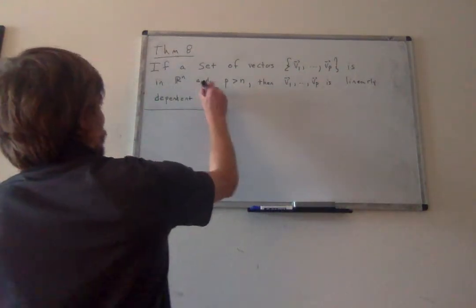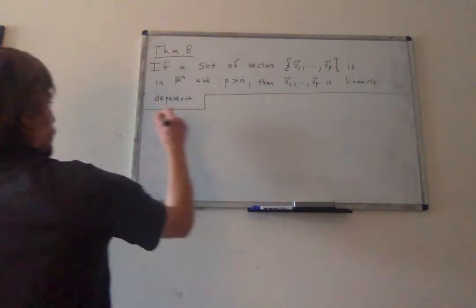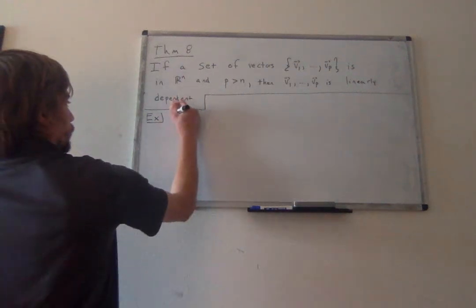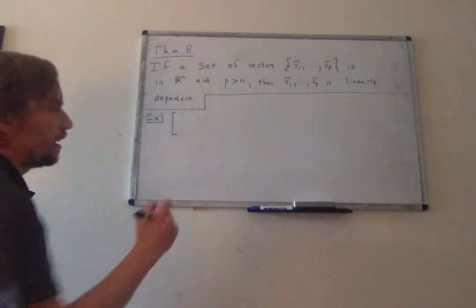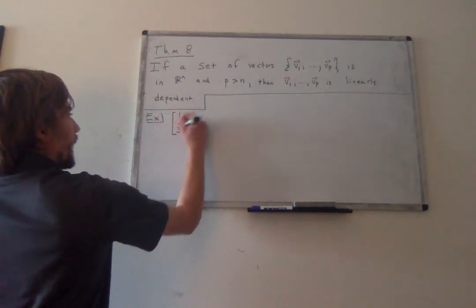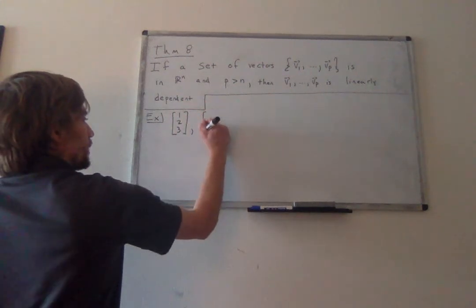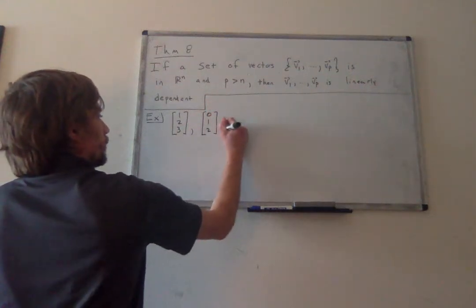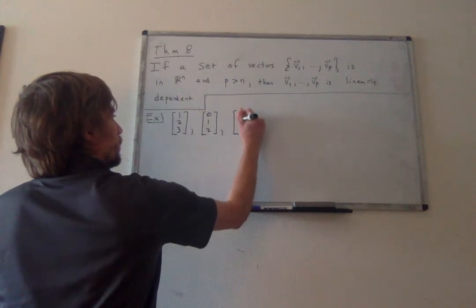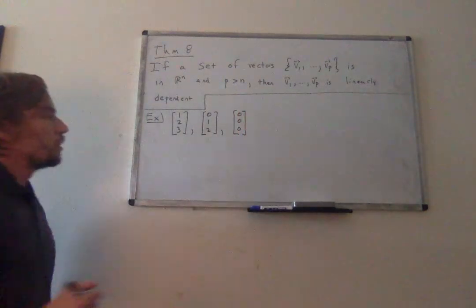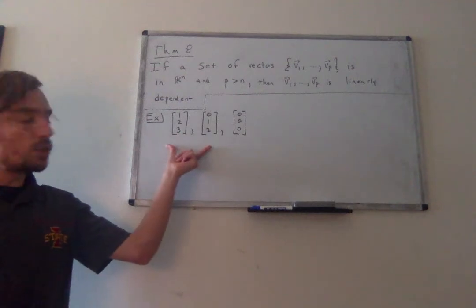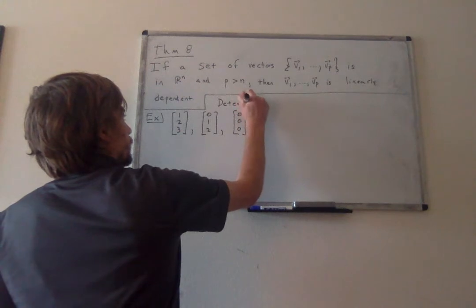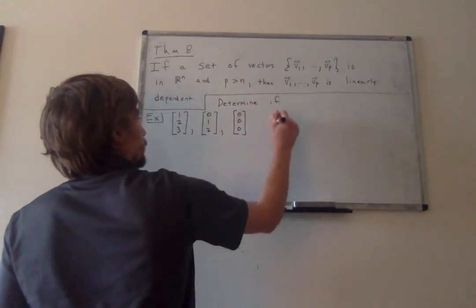And it's interesting, I was writing this using your book, and I find it interesting that the book puts this example last, because this would seem like the first example to consider. So we want to determine if these 3 vectors are linearly dependent.